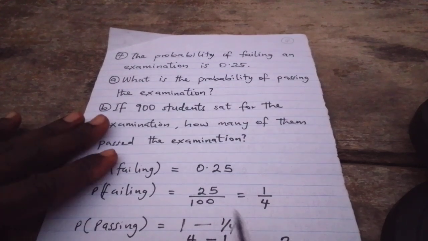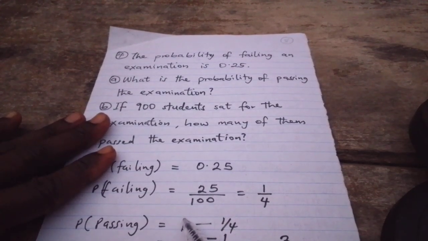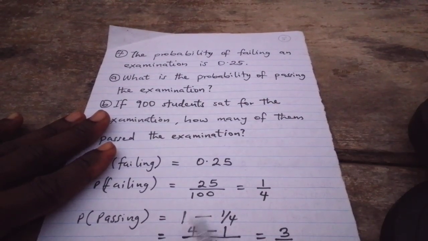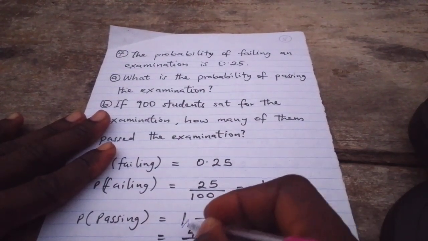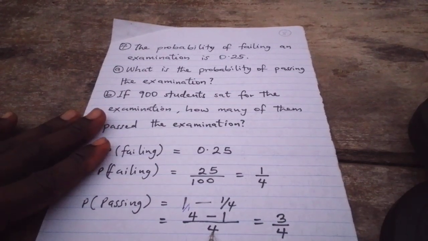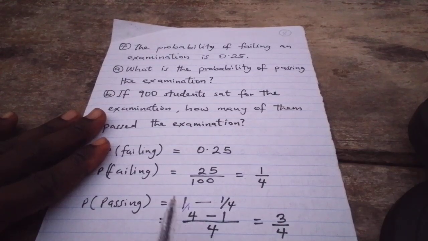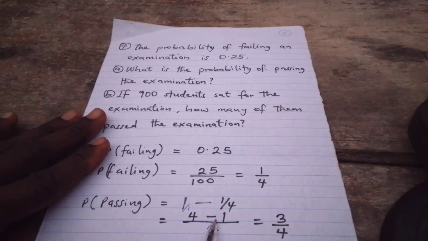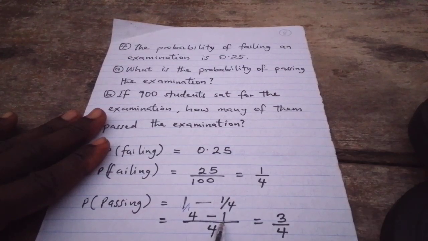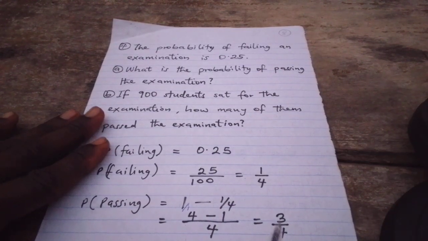This is a fraction. If you take this also like a fraction, the whole number is the same as 1 over 1. So the LCM of 1 and 4 is 4. So how many 1s are in 4? 4. 4 times 1 will give us 4, minus how many 4s in 4? 1. 1 times 1 will give us 1. 4 minus 1 will give us 3 over 4.